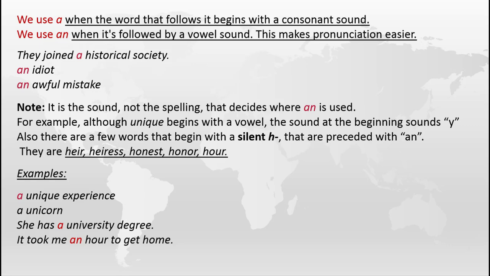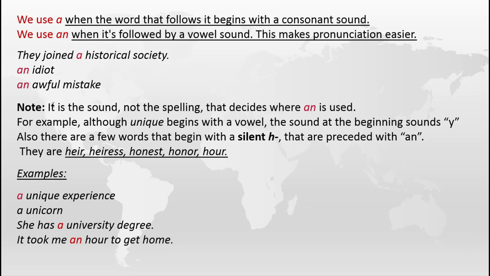But the next one is an idiot. Idiot starts with a vowel sound. As you remember, vowel sounds are E, A, I, O, and U. So it's easier to pronounce an idiot. Okay? Because if you say a idiot, there will be a pause, which is undesirable. The next one, an awful mistake.